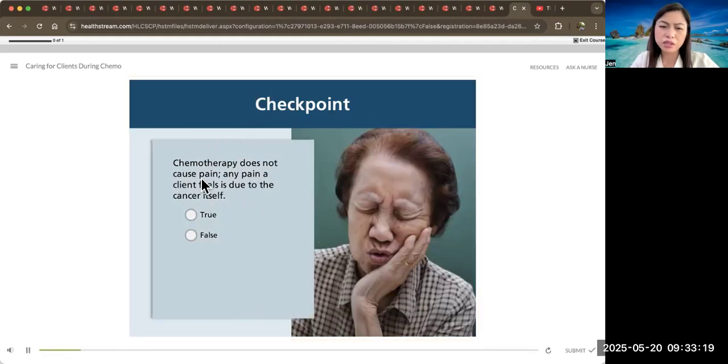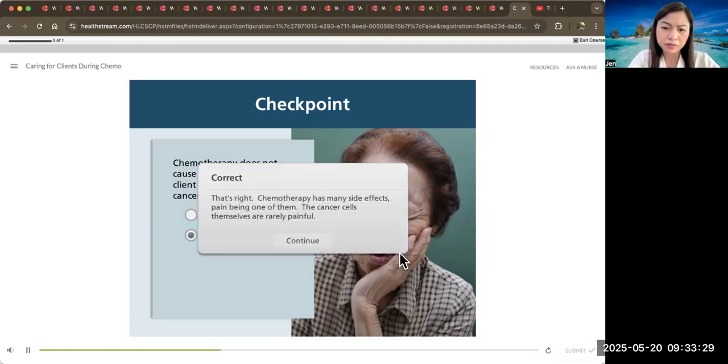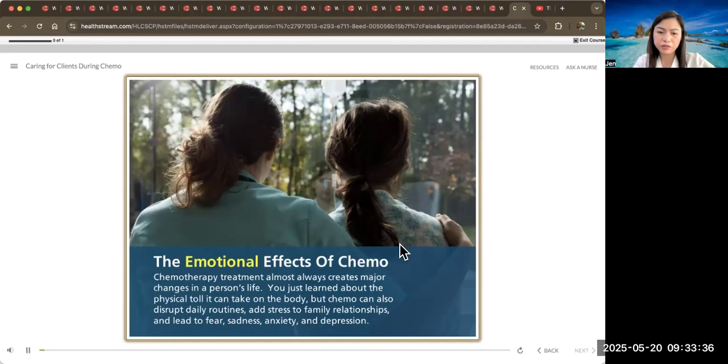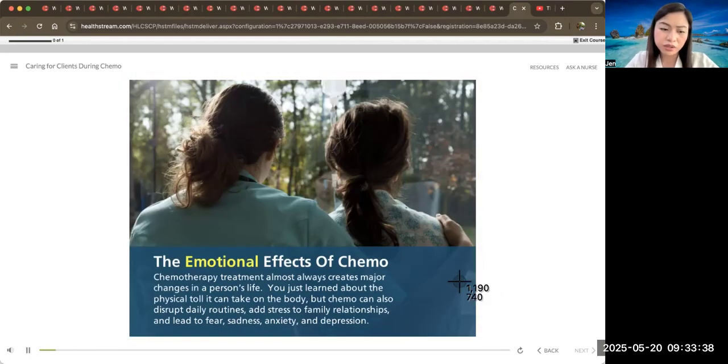Checkpoint. Chemotherapy does not cause pain. False. Any pain a client feels is due to the cancer itself. No, that's right. Chemotherapy has many side effects, pain being one of them. Cancer cells themselves are really painful. The emotional effects of chemotherapy treatment.